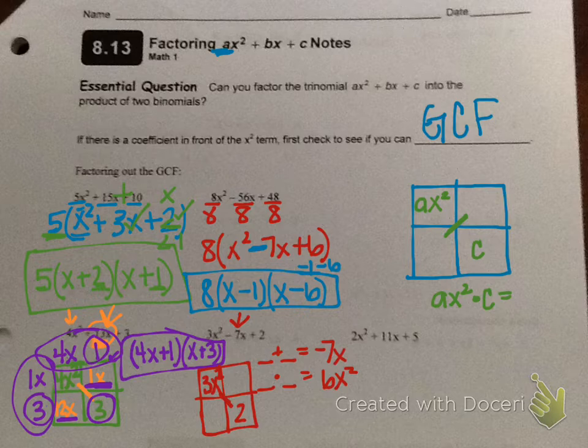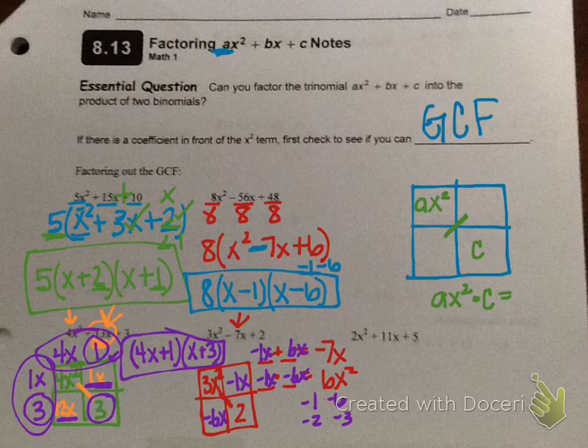So I'm looking for a negative when I add and a positive when I multiply. So I know that has to be two negatives. And negative 1 and negative 6 make negative 7. And they work in both cases. So negative 1x, negative 6x.